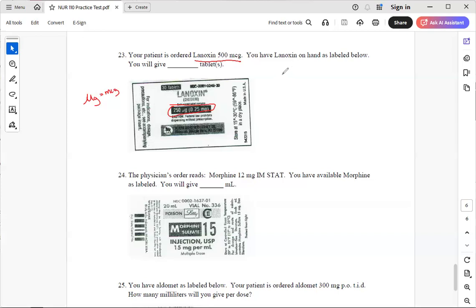So what's my order? 500 micrograms. What's my available? 250 micrograms. That's per tablet. And that is 2 tablets.